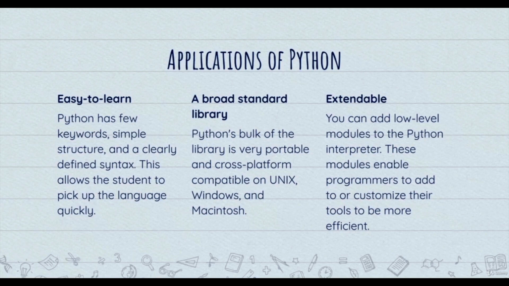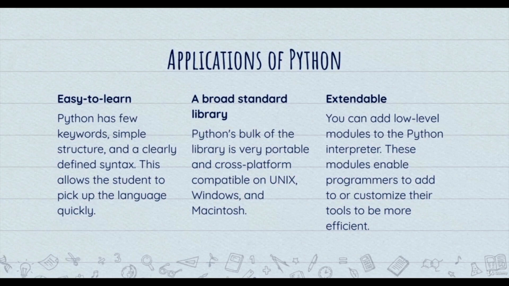Next one is a broad standard library. Python's bulk of the library is very portable and cross-platform compatible on Unix, Windows, and Macintosh. And the next one is extendable. You can add low-level modules to the Python interpreter. These modules enable programmers to add to or customize their tools to be more efficient. Not only are these three the applications that I would like to tell you about, but there are a few more, such as portable.